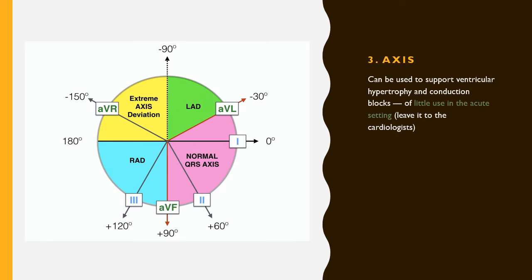Step 3. Axis. This is also easy because we're going to ignore it. In the context of a busy ER, you generally do not need axis to diagnose things like heart attacks and atrial fibrillation. ECG axis changes can play a role in diagnosing things like pulmonary embolism, but even then, there are more useful metrics.